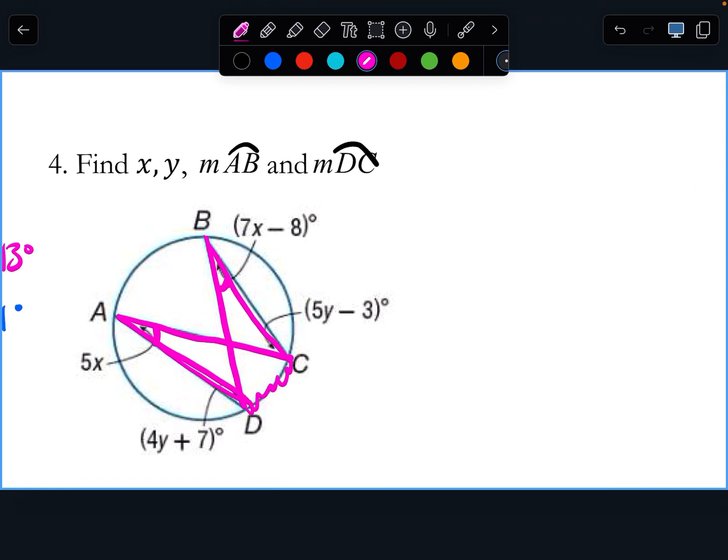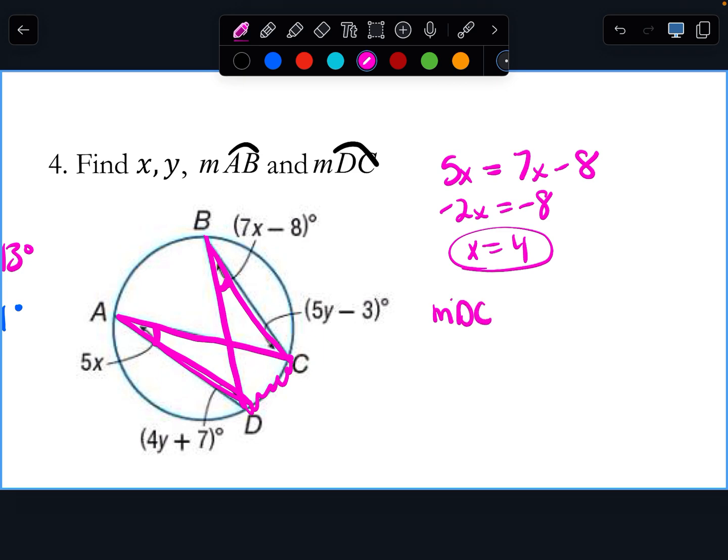So what you're going to do is just algebra it up: 5x equals 7x minus 8, and get x equals 4. I'm going to do the arcs last. I'll do the y's first. Well, actually, I have DC highlighted, so maybe I'll just do it. I'm going to find DC, because you see how I already squiggled it up there on the pink?